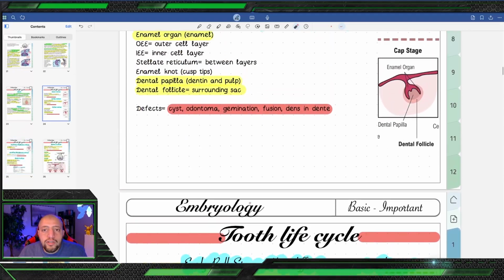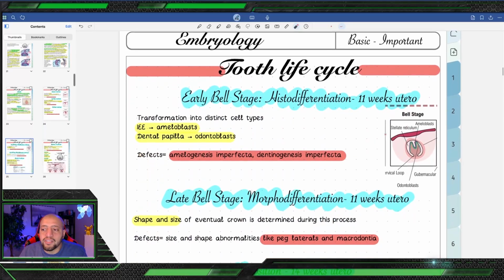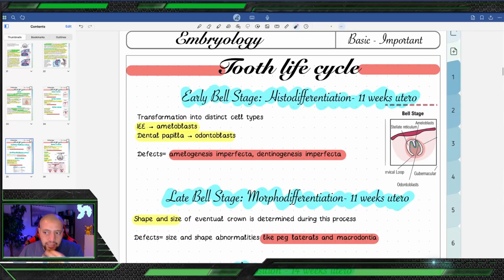Moving forward to explain more about the bell stage. After having this bud stage, it will give us the bell stage. In the bell stage, we have a well-formed enamel organ. This happens in 2 stages. The bell stage itself has an early bell stage and a late bell stage. And we said histo and morpho, and we said morpho is the shape. Shape cannot happen without the differentiation of the cells, which is histodifferentiation.